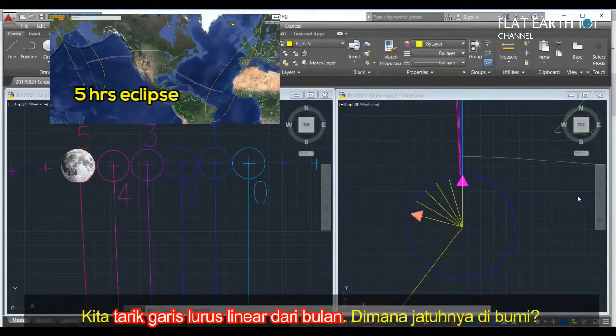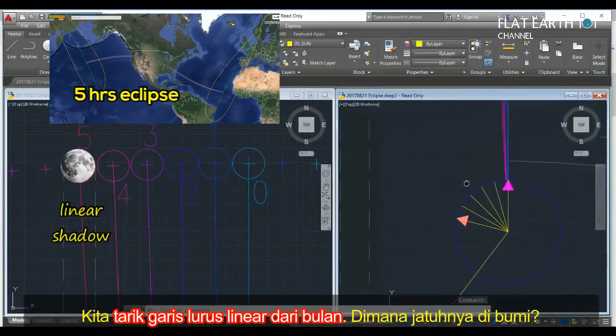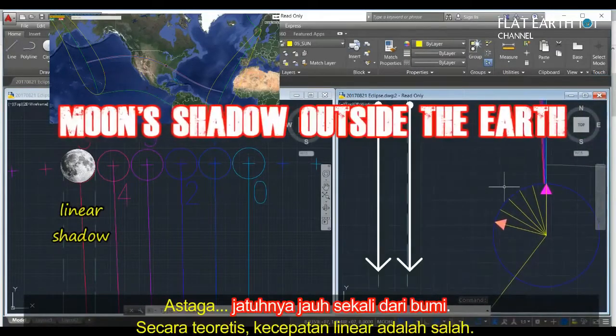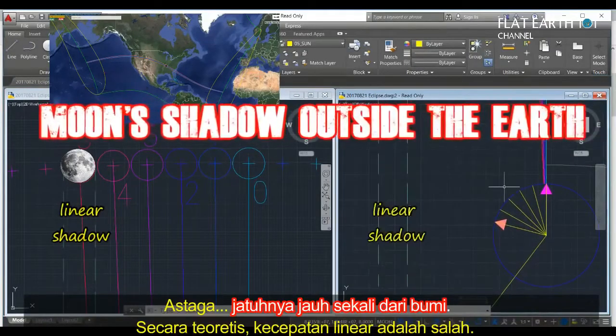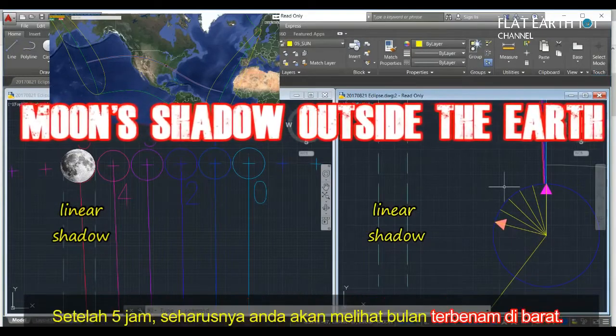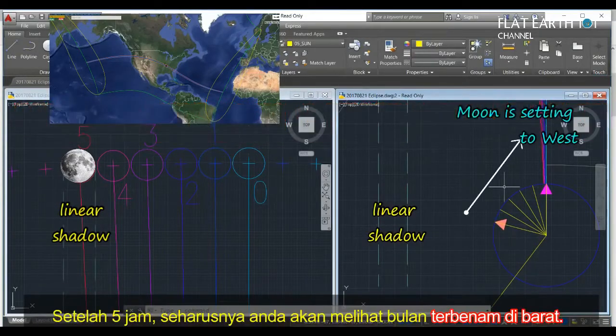We draw straight linear lines from the moon. Where do the lines fall on Earth? Man, it's far outside the Earth. Theoretically, linear speed is wrong. After 5 hours, you will see the moon is setting to the west.